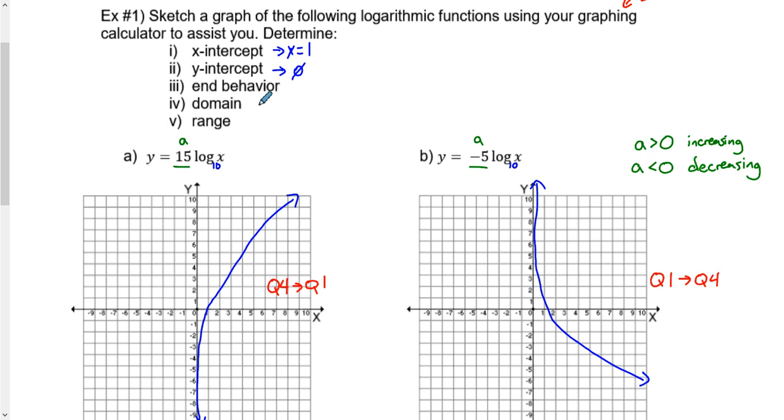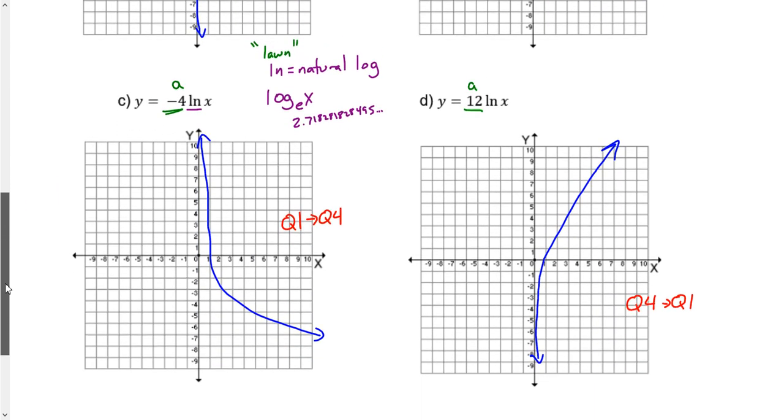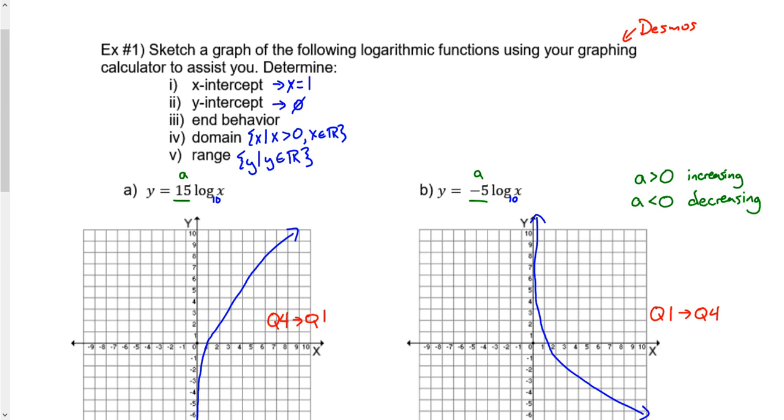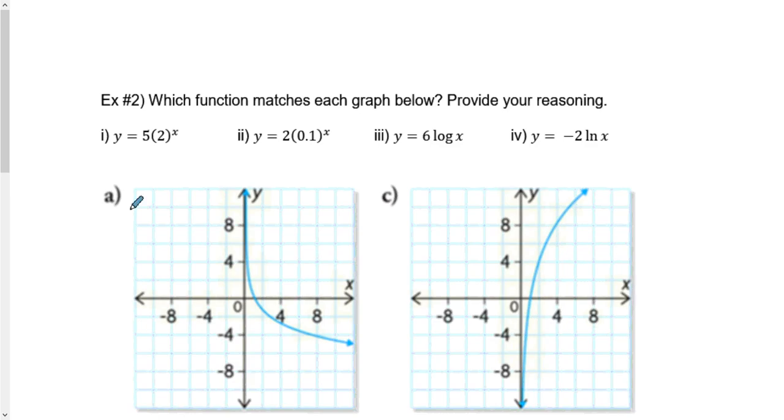Each and every single one of these domains is all the x's that are greater than 0. But our ranges are all the y's that are all real numbers. Every single one of these shares all of those same characteristics, the only difference being that end behavior, just like we had seen on the first page. And since we have a focus on being able to match equations and deal with their characteristics, we're going to do that, and we're going to, of course, provide our reasoning.